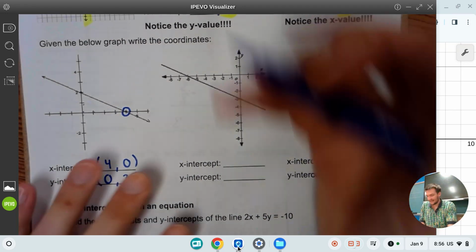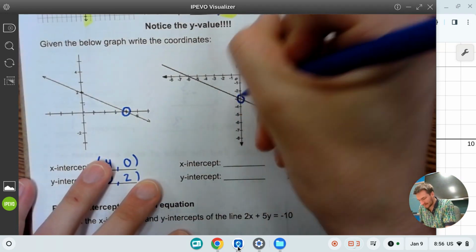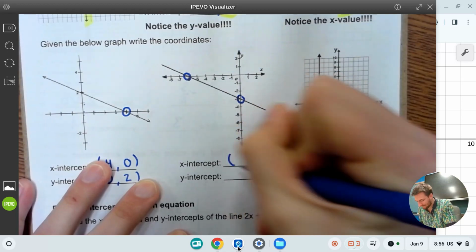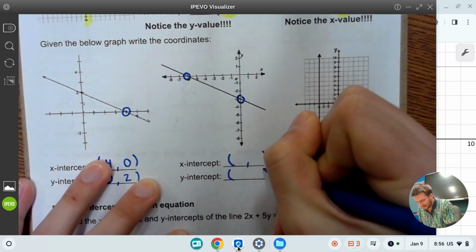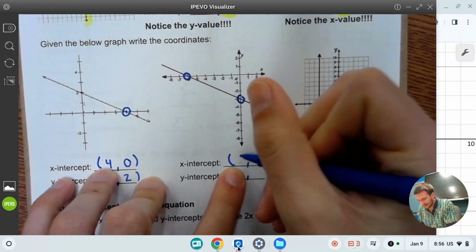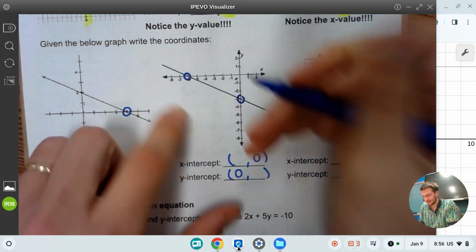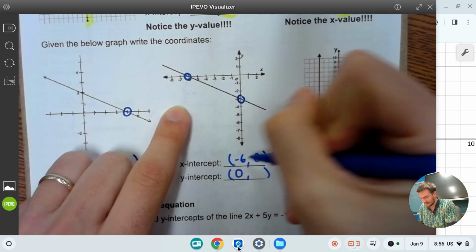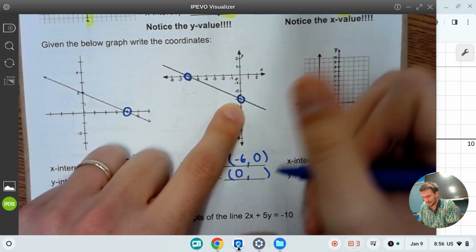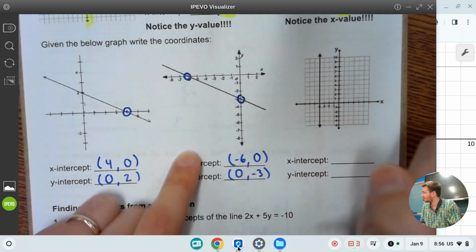And we have these two intercepts, and same thing, if you just want to get us started, the x-intercept has a 0 y value, the y-intercept has a 0 x value, the x value is -6, and this value here is -3.